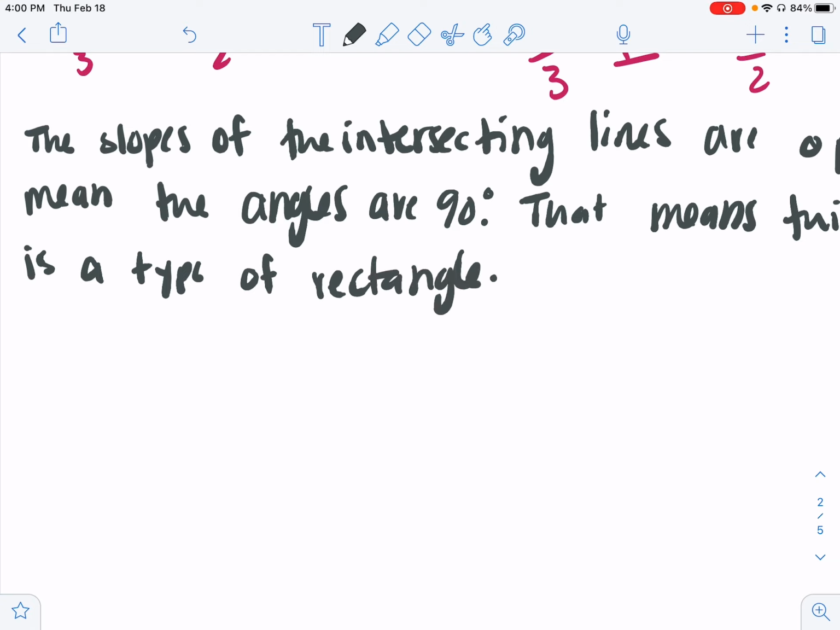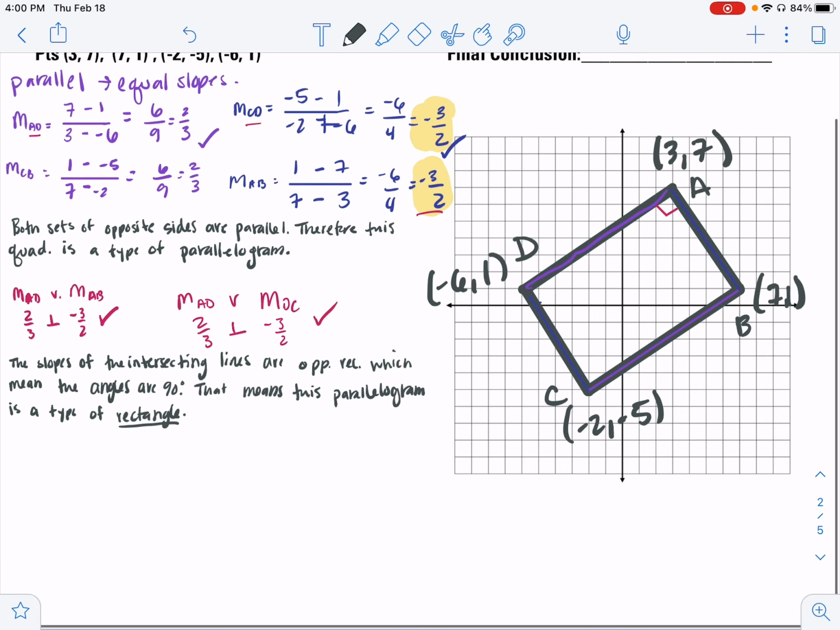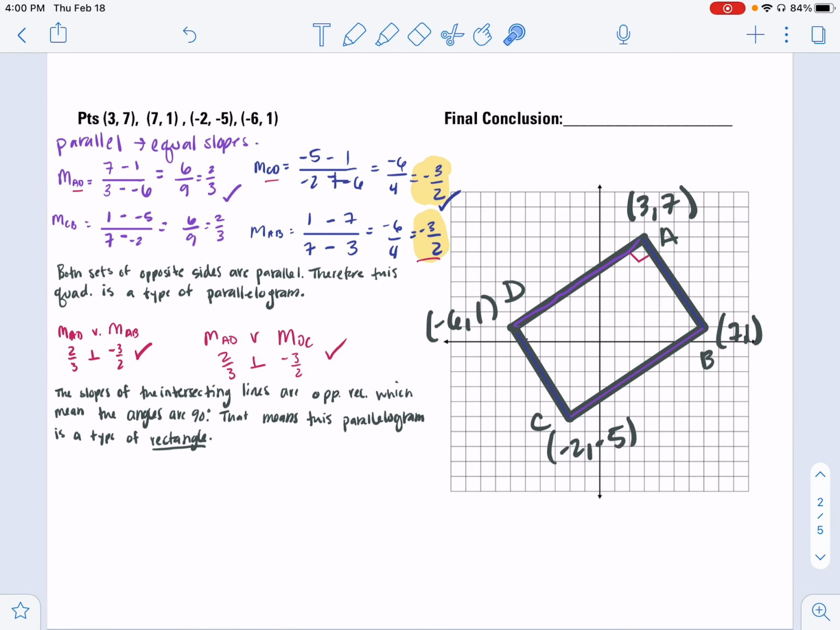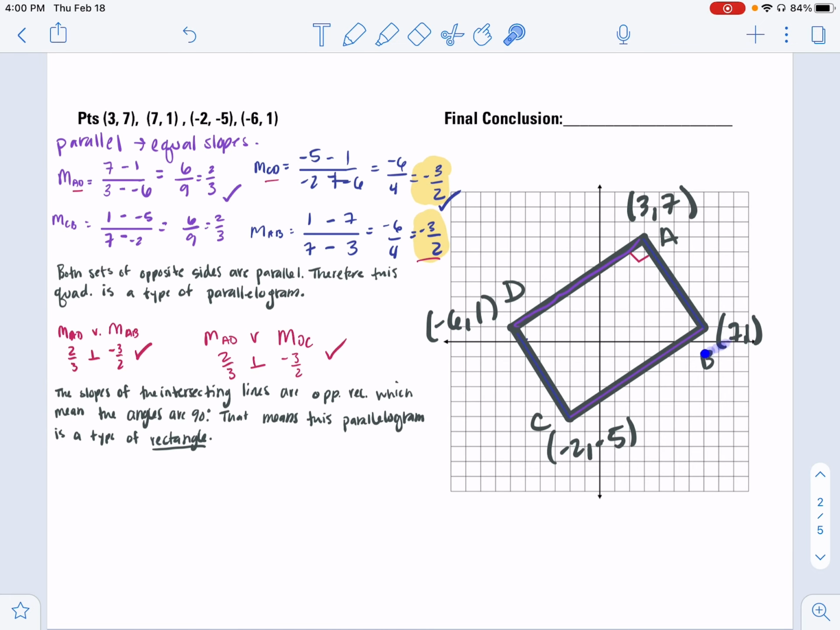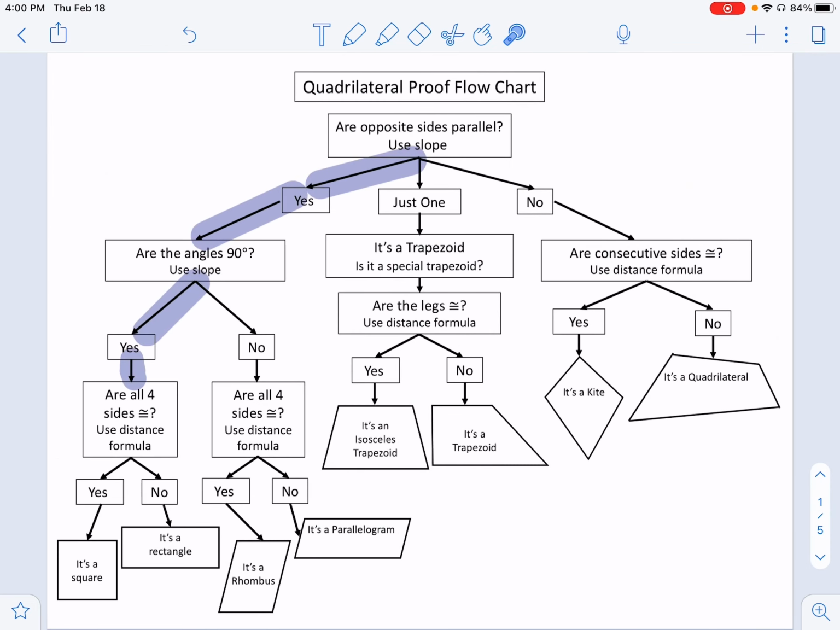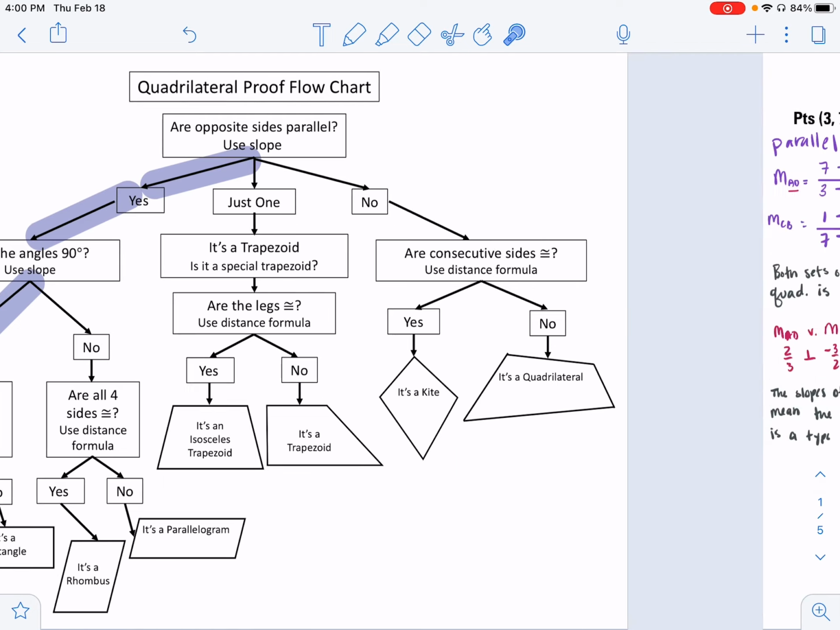Now, some of you guys might think we're done there, because we have found out that yes, it is a parallelogram. Because the angles are 90 degrees, yes, it is a type of rectangle. And we said this looks like a rectangle. But if we come back to our flow chart, so we've gone here, notice we're not actually all the way down yet. Not only do we have to prove that it's a type of rectangle, we have to prove that it's not a square. And some of you are going to just say, well, obviously it's not. Those lines don't look the same length. But we always have to prove that. We're not done until we get to the very bottom. So our next question is simply, are all four sides congruent?